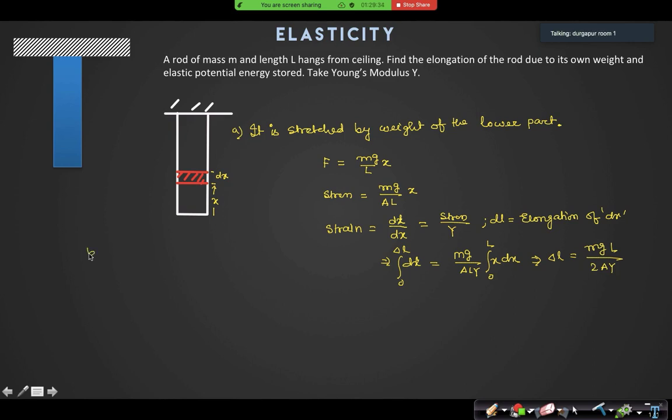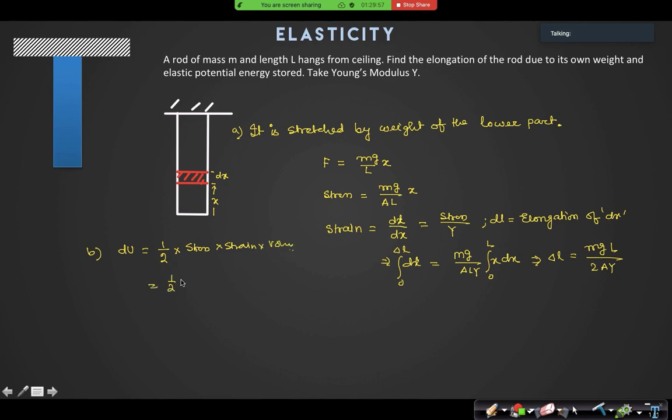Second part is the energy. This small segment has energy which is equal to half into stress into strain into volume.